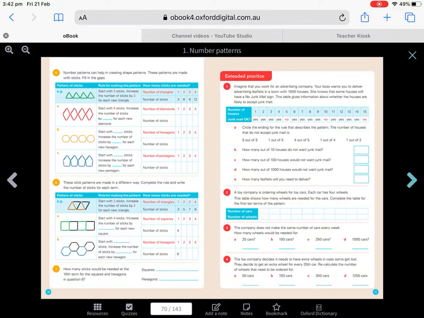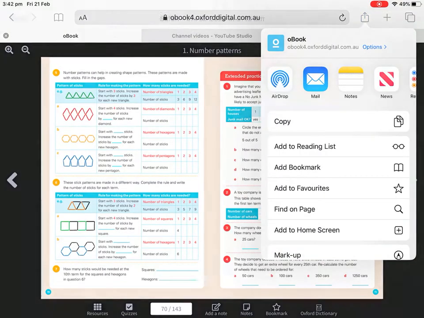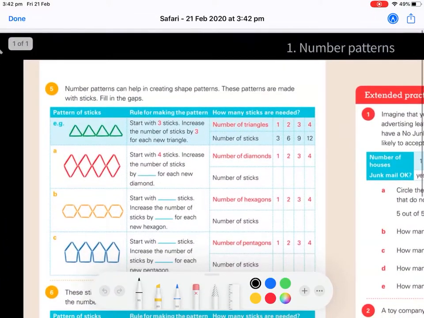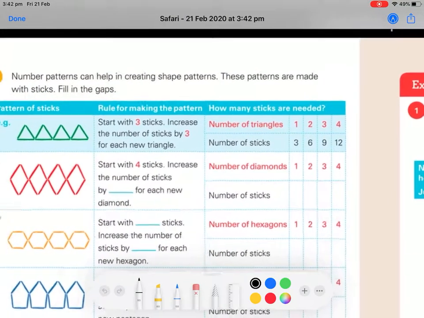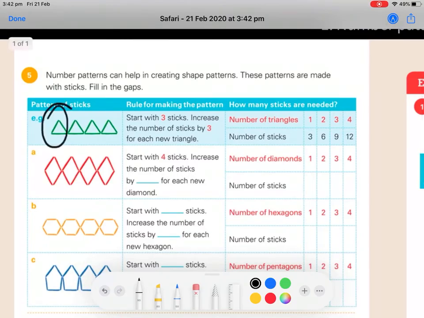Let's open that one up now. Next page. Ready to draw. Here we go. Number patterns can help in creating shape patterns. These patterns are made with sticks. So we've got some triangles there. 3 sticks, adding 3 sticks, adding 3 sticks. So we've got our rule: 3, 6, 9, 12.